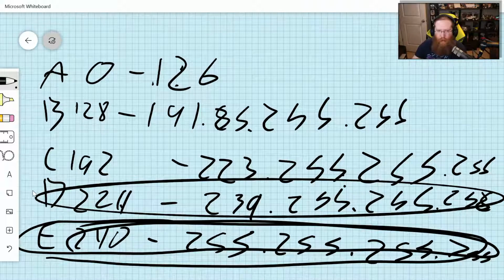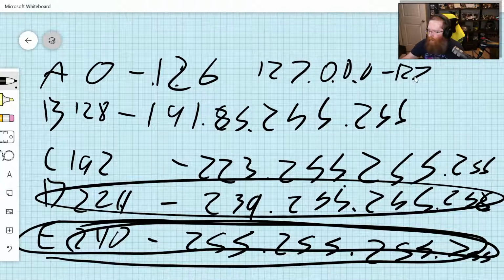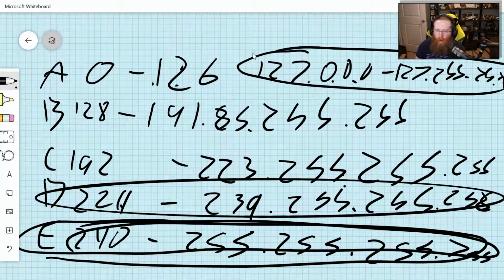Now, if you notice, I've excluded 127. 127.0.0.0 to 127.255.255.255. This whole range right there is just for loopback.